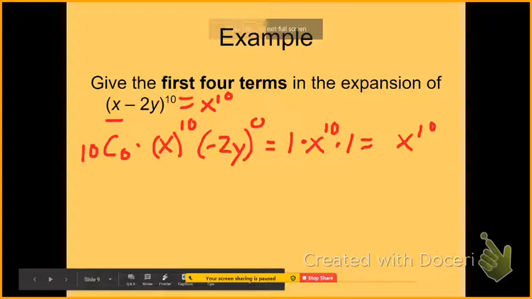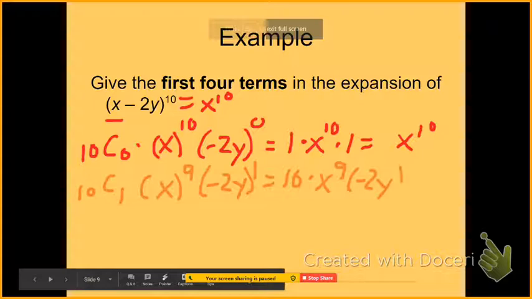Okay, now let's take the next term, so 10 choose 1. And then we do x to the 9th. These exponents should always add up to 10. And then negative 2y to the first. So 10 choose 1 is 10. I'll show you how to do that on a calculator later. Times x to the 9th times negative 2y to the first. If we multiply all that together, we get negative 20 x to the 9th y. So the next term would be minus 20x to the 9th y.